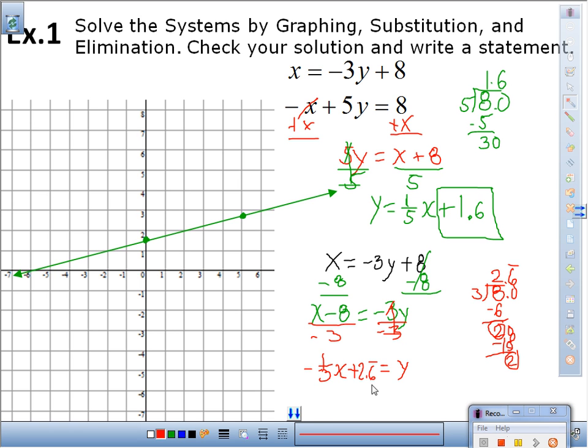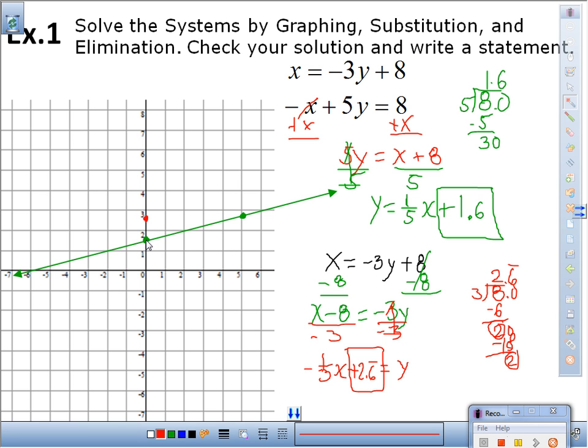So, do we have it in slope-intercept form? Yes, slope first and then the intercept. So here we go. What is my y-intercept? 2.6. So let's plot that point. Where's 2.6? 2.6 is about right here. Okay, so we got 2.6.